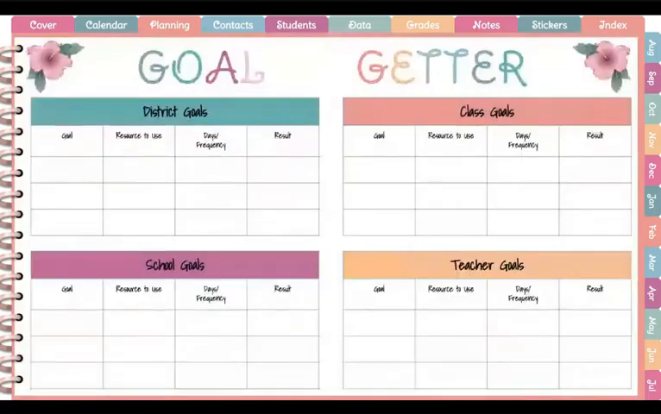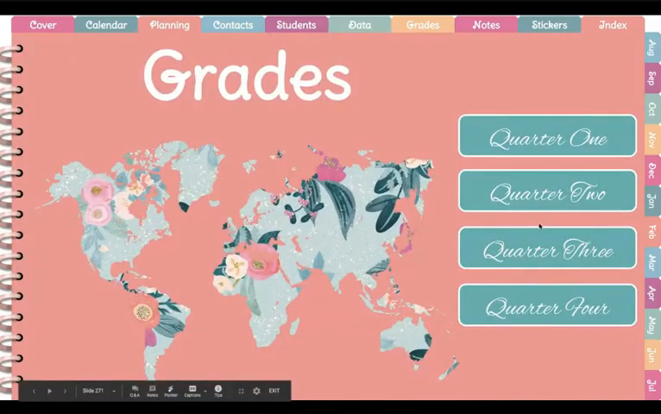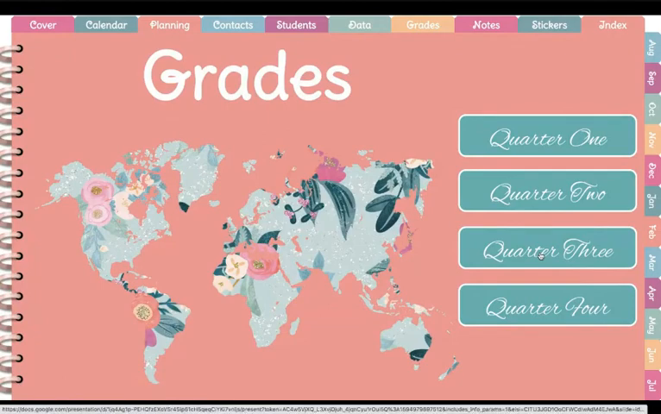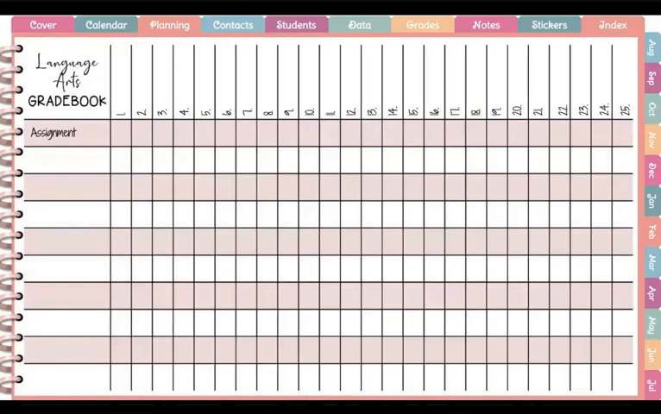Behavior log, goals. All right, now we're in the grades tab. So you have 4 quarters. Each of the quarters are exactly the same. So if I'm in quarter 3, I can just click on quarter 3 grades. And all of it is right here. So it is by subject.